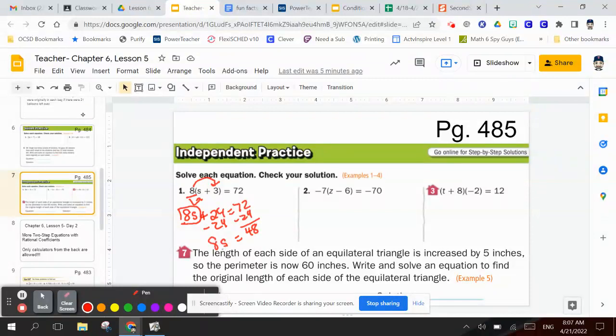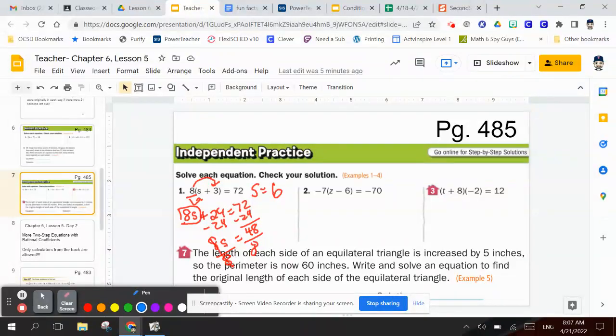So then to get my variable by itself, I divide each by 8. And 8s divided by 8 is s. And 48 divided by 8 is 6. Now if I put that inside my equation, if s is 6, 6 plus 3 is 9, 9 times 8 is 72, I know my answer is correct.